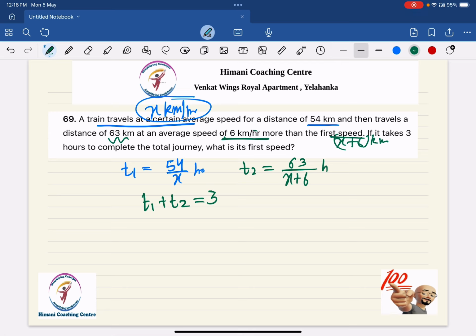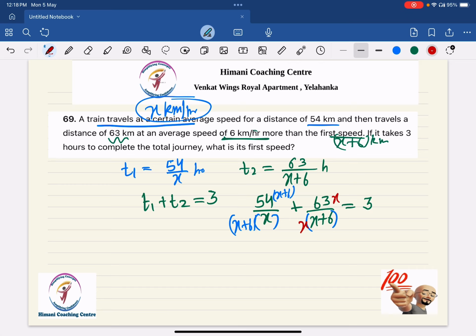So now our job is to make the quadratic equation. So 54 by x plus 63 by x plus 6 is equal to 3. Now let us do the LCM thing. So this is denominator x, this is x plus 6, needs to multiply with x plus 6 here. Same happens to the numerator. Need to multiply this with an x, same happens with the numerator.